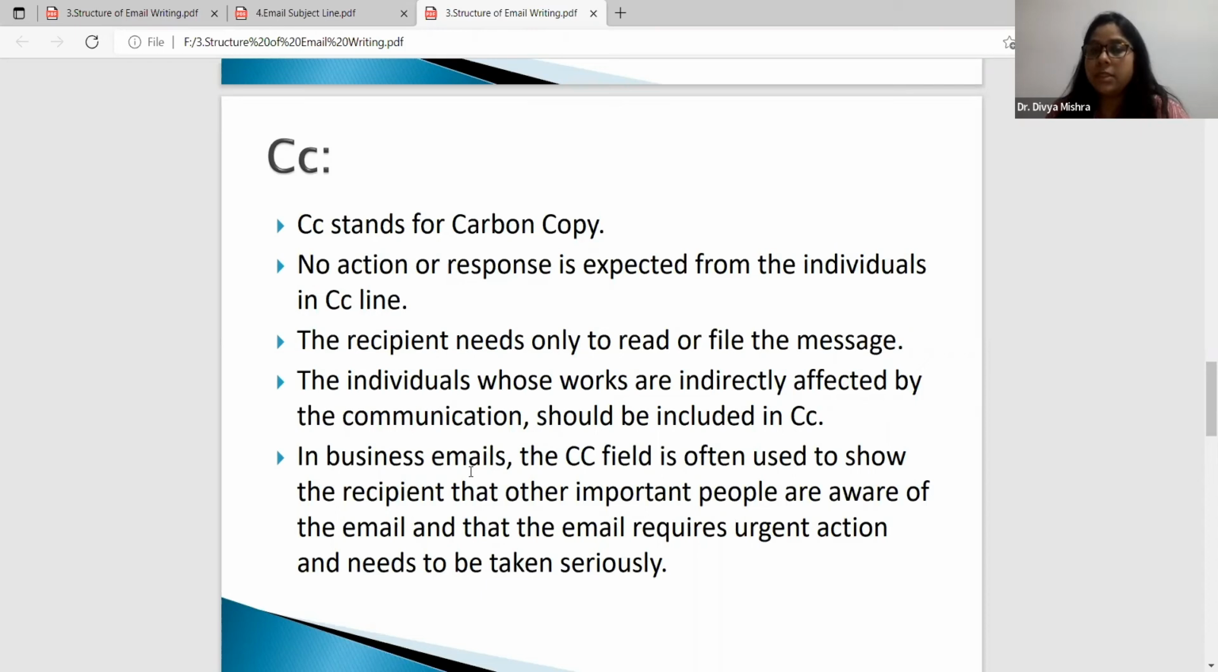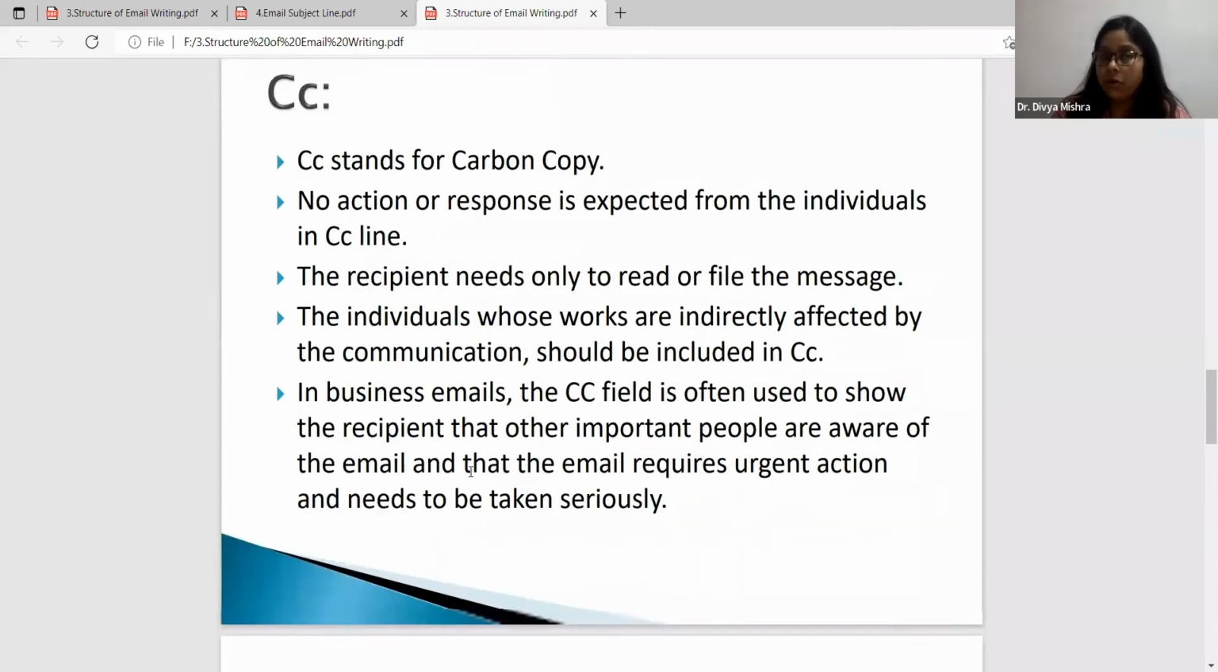In business emails, the CC field is often used to show the recipient that other important people are aware of the email and that the email requires urgent action and needs to be taken seriously. Sometimes you put higher authorities in CC so that people take it as an urgent situation and respond to that email immediately. All right. So for that purpose also we use CC, carbon copy.